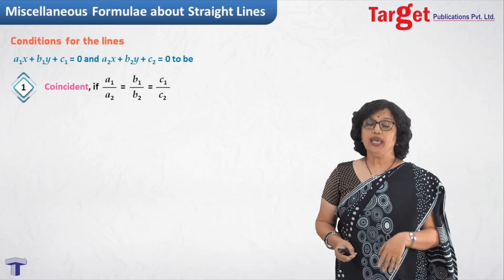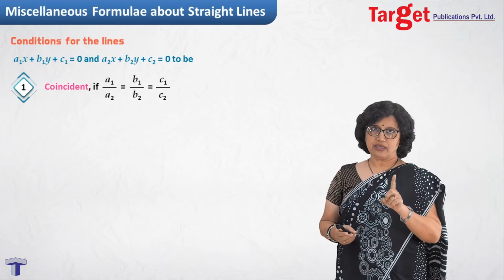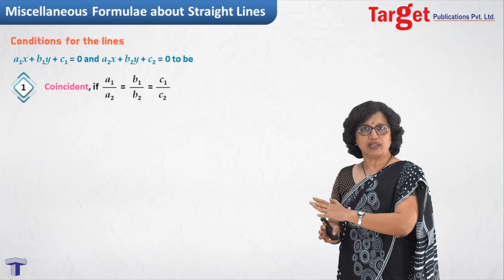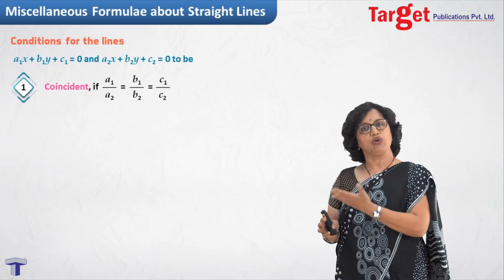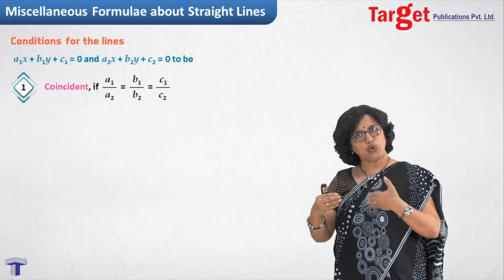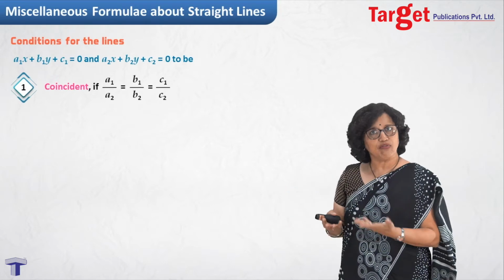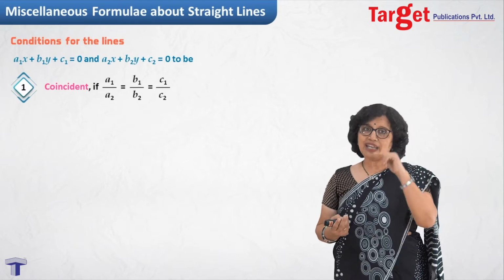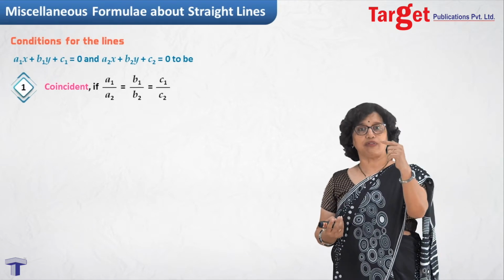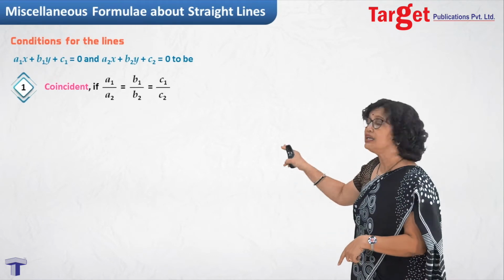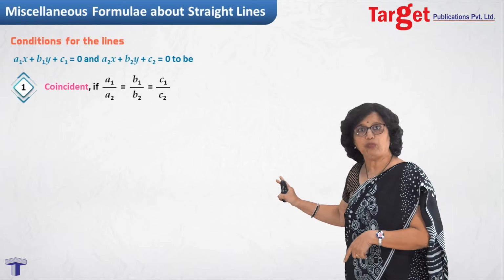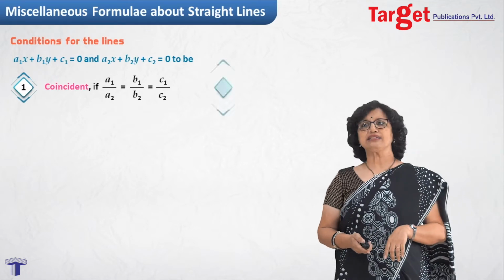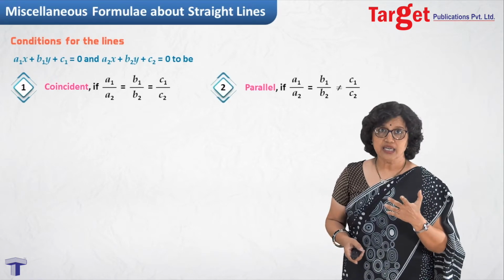Why is it so? If those two lines are coincident, then if I write, for example, x plus y equal to 1, and if I write 2x plus 2y equal to 2, will it show two different lines in the picture? No, they would actually be coincident lines. What we learned from this example? That one equation has to be a multiple of the other. And that is why we write here a1 upon a2 equal to b1 upon b2 equal to c1 upon c2 for coincident lines. Now move to the next, and the next one is parallel lines.